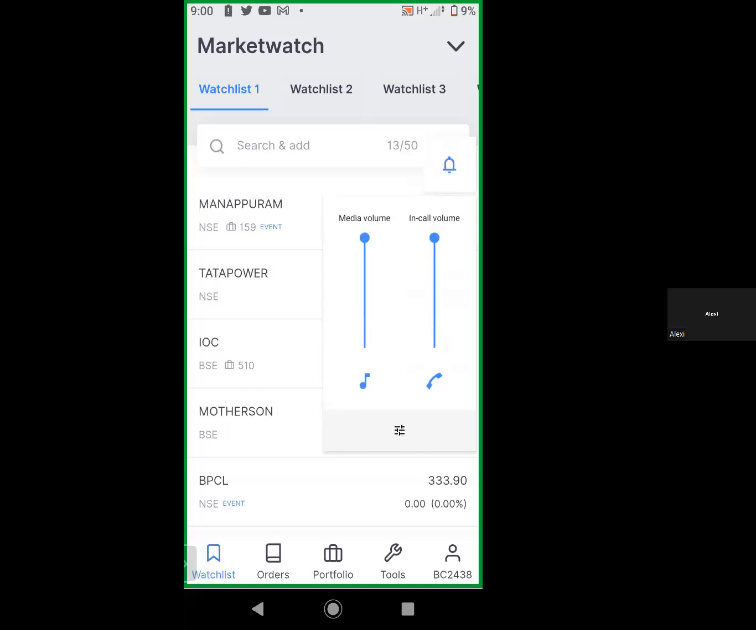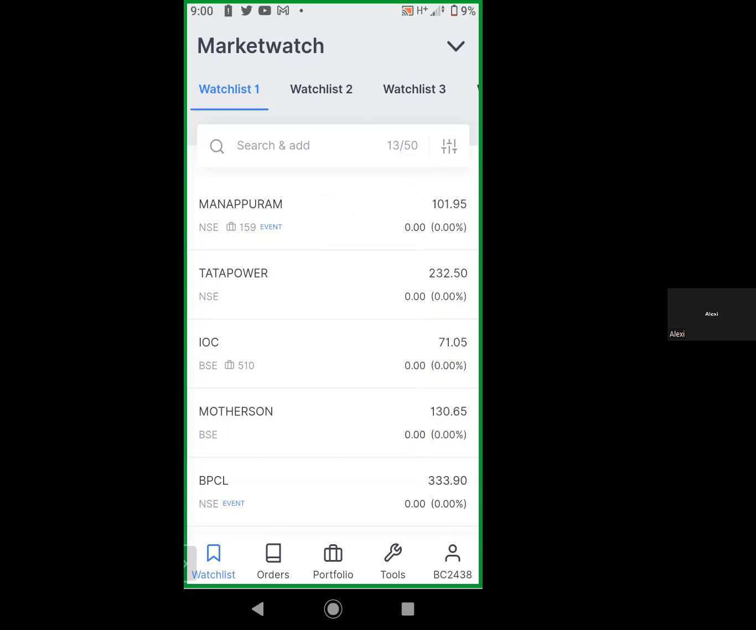Hello everyone, today I'm going to show you how to set up the moving averages on your Kite app. I'm using an Android phone, and the Kite app by Zerodha is loaded on my phone. On the bottom you'll see several tabs: watch list, orders, portfolio, tools, and then of course the user information.